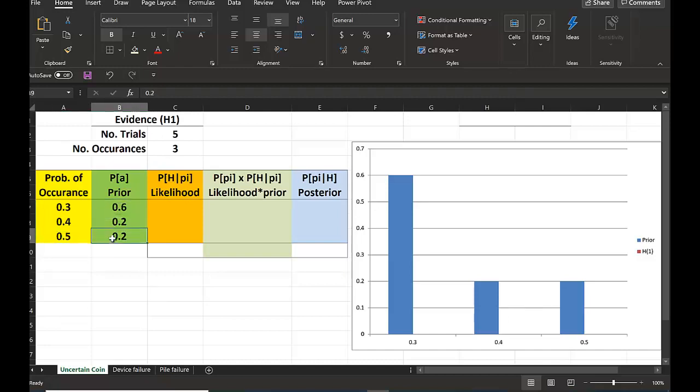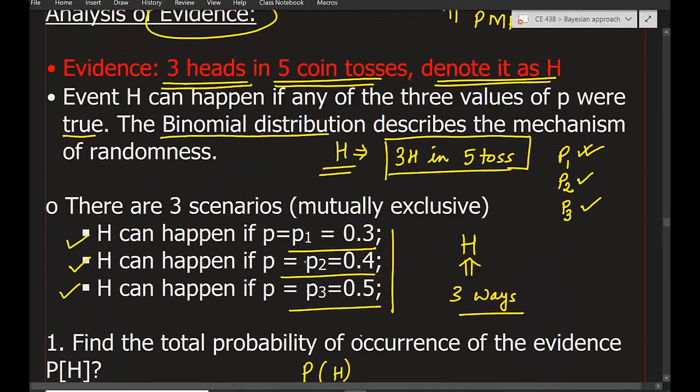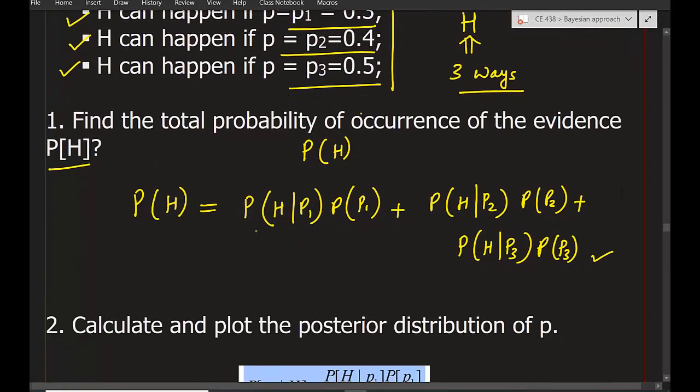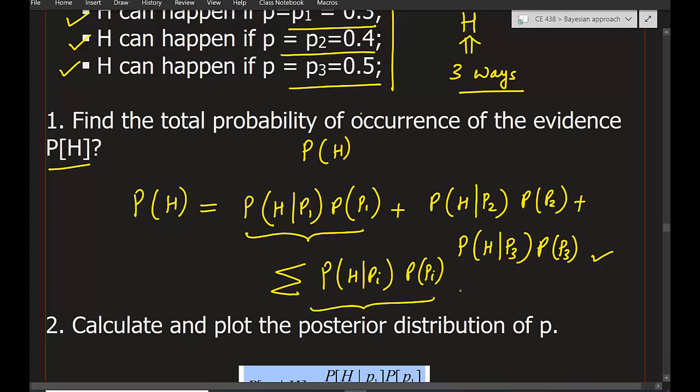Then we have to find P(H). Basically we can find P(H) using this expression: the sum of P(H | Pi) times P(Pi). So this is nothing but the likelihood.